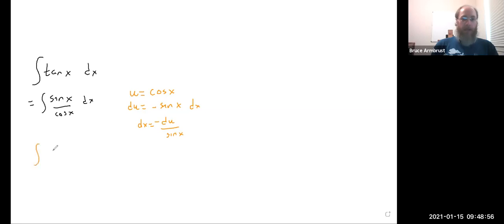So we're going to have the integral of, I got the sine of x, but the cosine we're going to make a u. The dx becomes a minus du over sine of x. And we're in that lovely situation where the sines are going to cancel. So check out what happens with this substitution. We end up with the negative integral of 1 over u du.